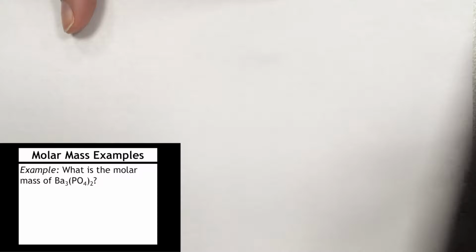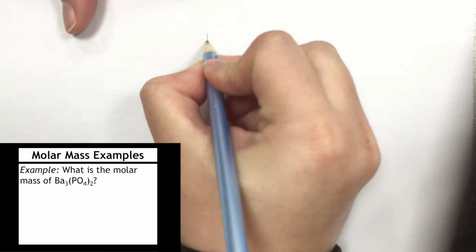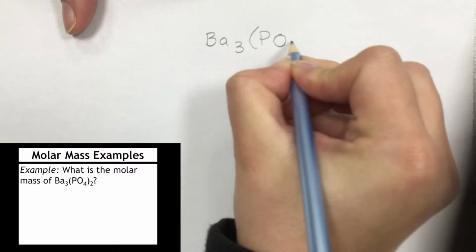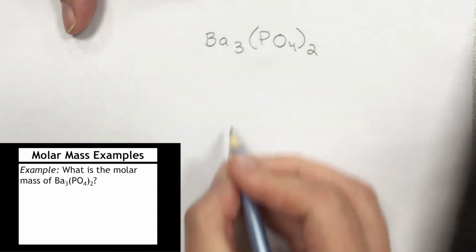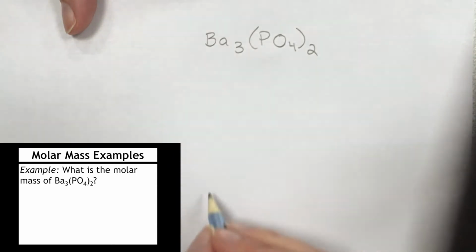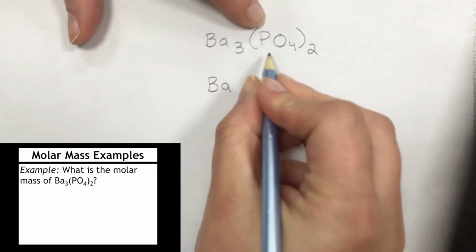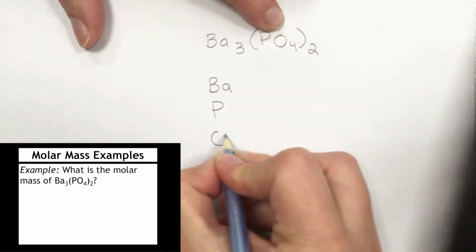Atomic mass of barium phosphate. So, Ba3(PO4)2. Again, I like to start out by writing all of the atoms that I have in my molecule. We have barium, we have phosphorus, and we have oxygen.